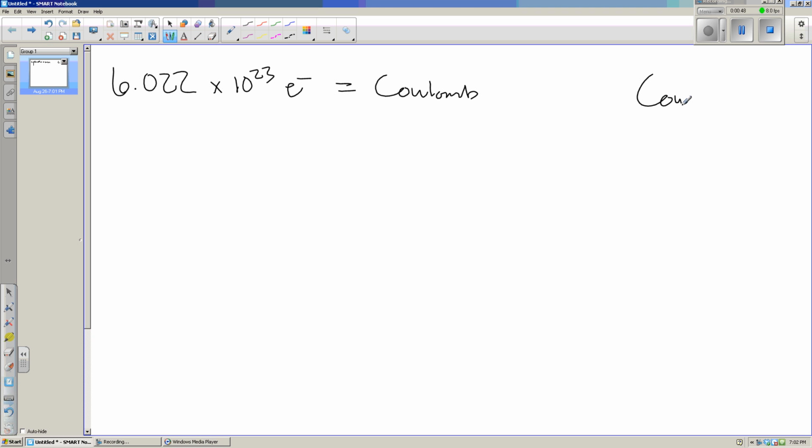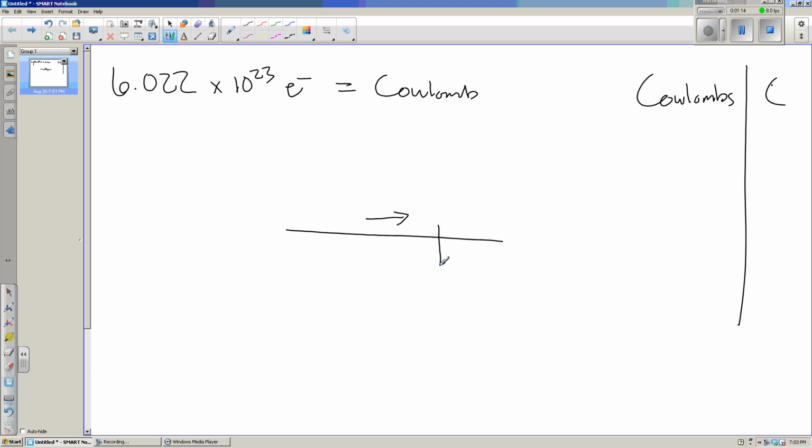So coulombs also have the abbreviation C and measure charge. Now, if we have some electrons moving across a copper wire, if we select some arbitrary point on that wire and 1 coulomb of charge moves across that arbitrary point in 1 second, we have what's called an ampere.